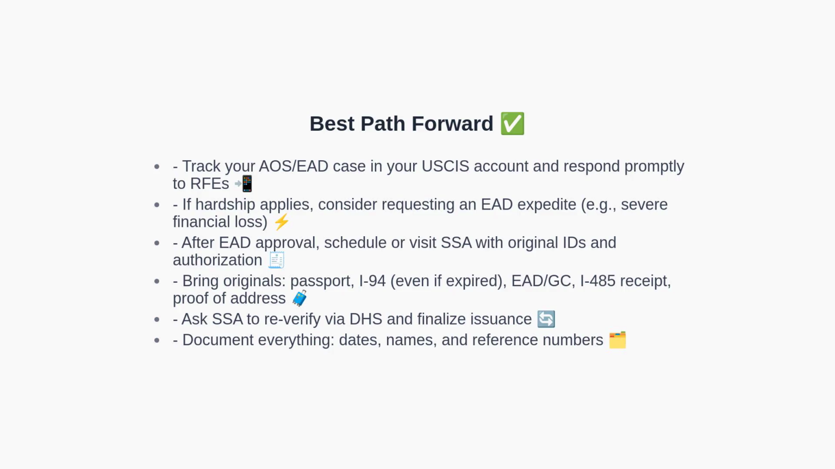First, track your USCIS cases and reply quickly to any requests for evidence. If you qualify, consider an expedite request for your EAD based on criteria like severe financial loss. Next, once the EAD is approved, visit SSA with your original documents, including your passport, I-94, the EAD or green card, the I-485 receipt, and proof of address. Then, ask SSA to re-verify via DHS, and finalize your SSN. Finally, keep thorough records of all interactions and dates.